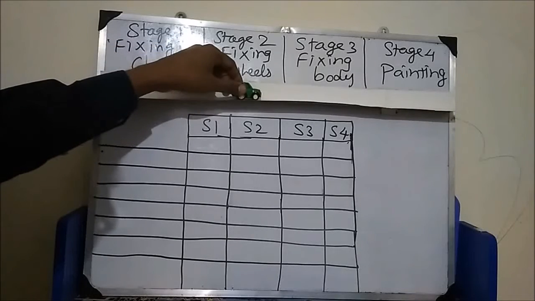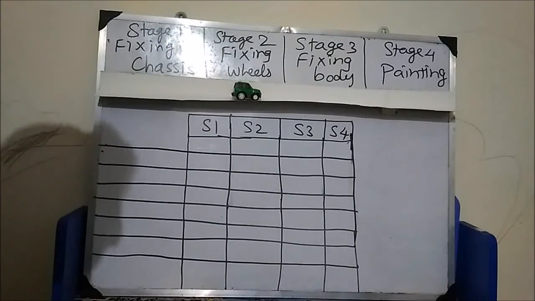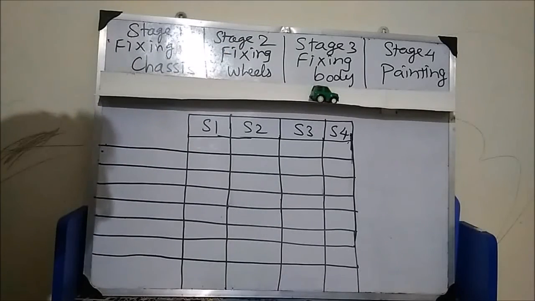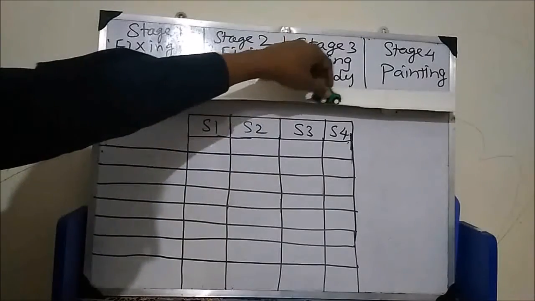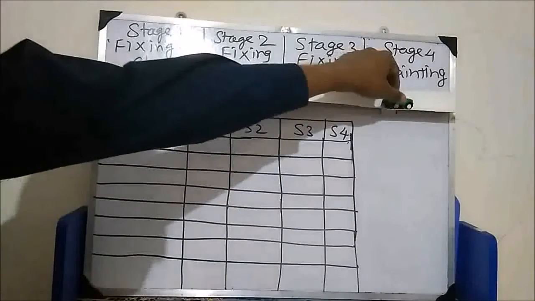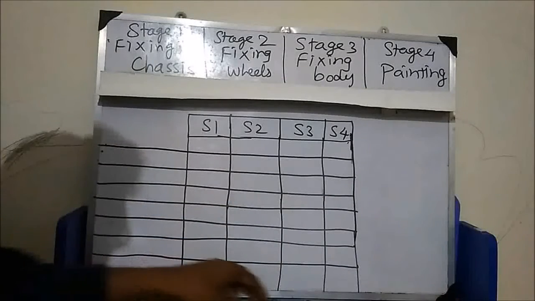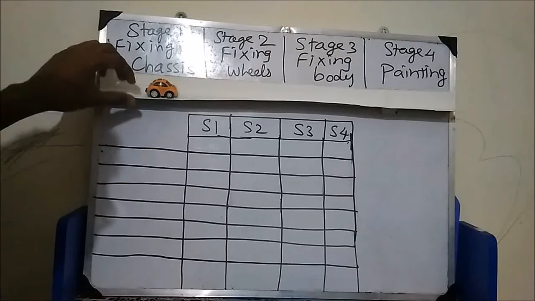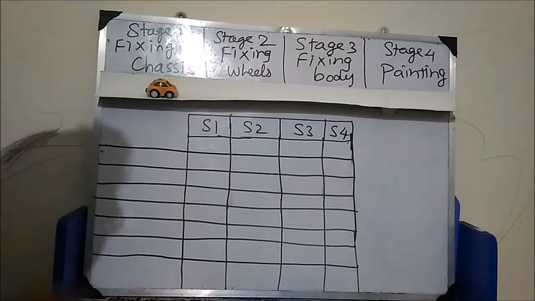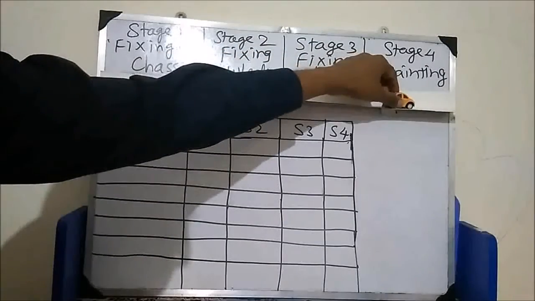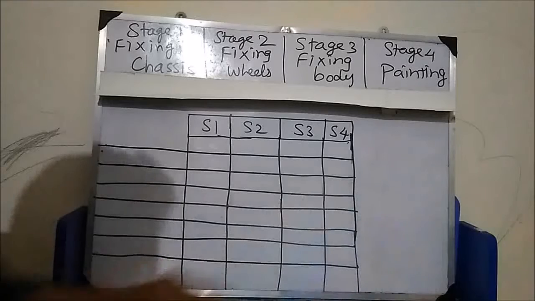Then it moves on to the second stage. Here wheels are fixed. Then it moves on to stage 3. Then the body is fixed. It moves on to stage 4. Here the painting of the car is done. So once it is done, then the second car enters stage 1, where the chassis is fixed, then wheels, then body, then painting is done. So the second car is done.